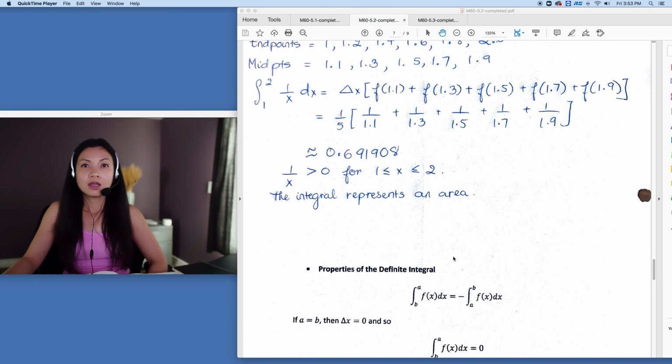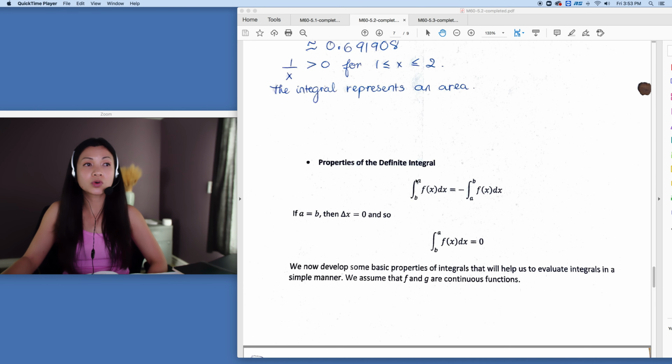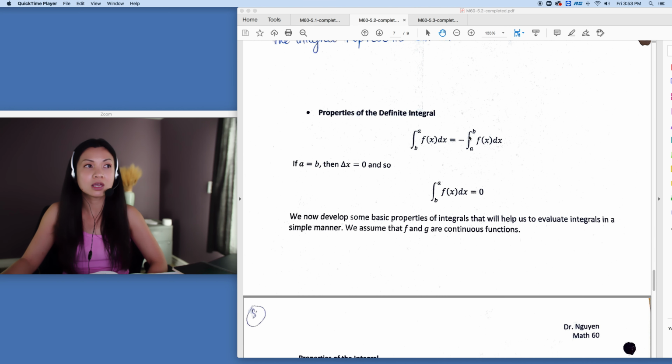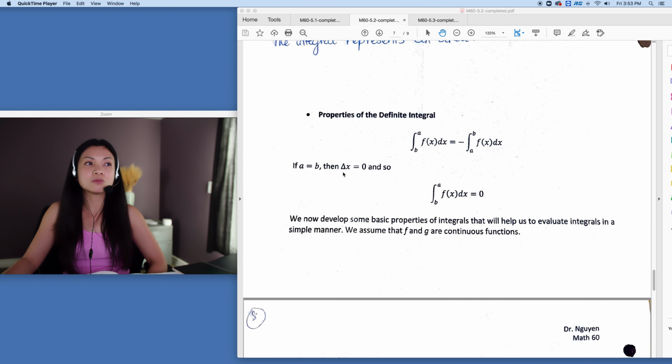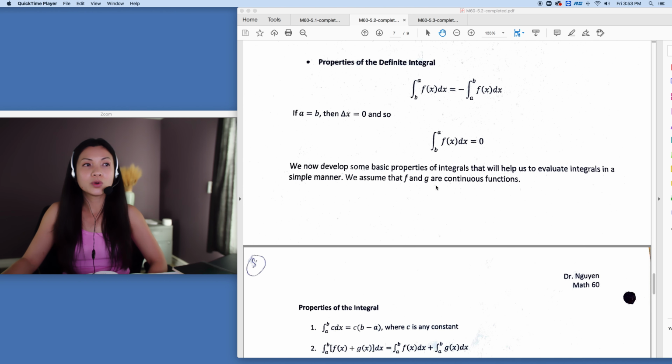Okay, and then we have some properties of the definite integral right here. Now, you see, if you want to integrate from b to a, it's just the opposite, the negative, of from a to b. If a equals b, then delta x is going to be 0. So the integral is going to be 0. All right. Make sure that we assume that f and g are continuous functions.